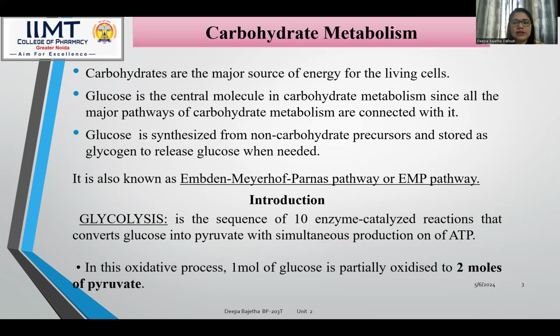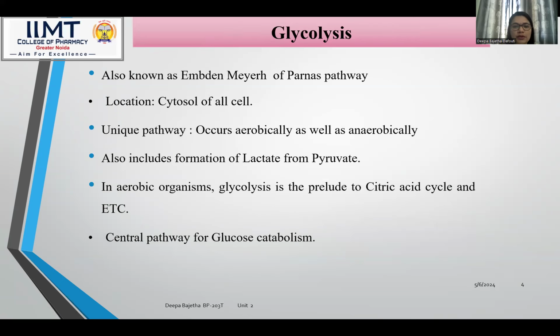It's also known as EMP pathway. So first is glycolysis. Glycolysis is the sequence of 10 enzyme catalyzed reactions that converts glucose into pyruvate with simultaneous production of ATP. In this oxidative process, 1 mole of glucose is partially oxidized to 2 moles of pyruvate. It is also known as EMP pathway, Embden-Meyerhof-Parnas pathway.